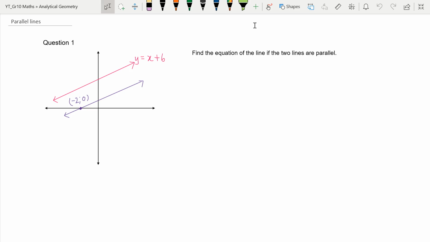In this lesson, we're going to look at dealing with parallel lines. We're going to do two examples. They are pretty much the same, I would say. The one just has more working, so the mark allocation would be higher.